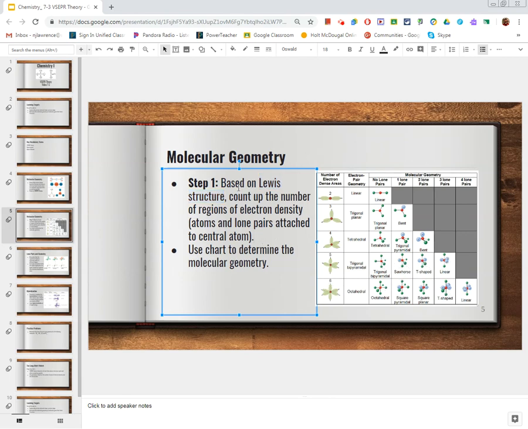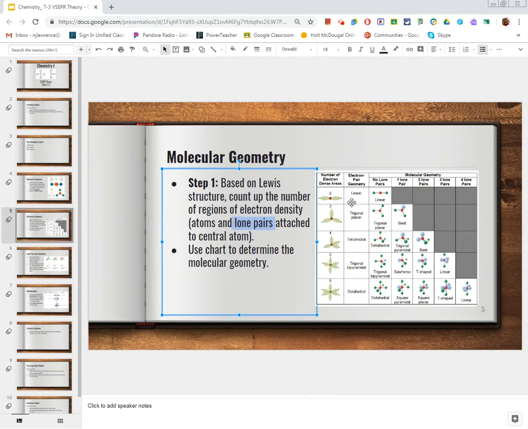So what we're going to do is, based on our Lewis structure, count up the number of regions of electron density. Again, this could be bonds or lone pairs attached to the central atom, and then we're going to use our chart to determine the electron geometry. I'll give you some practice problems on this in a second.